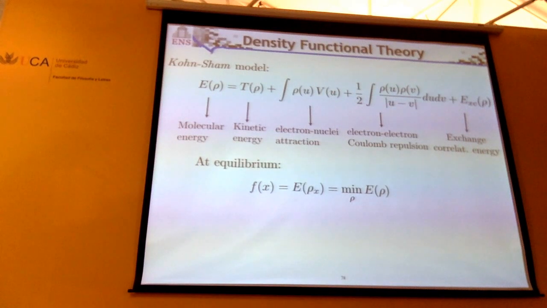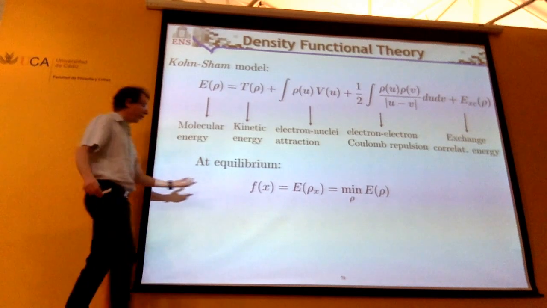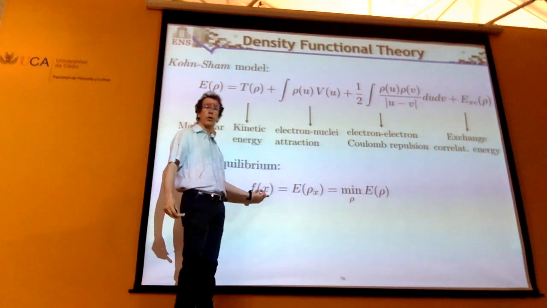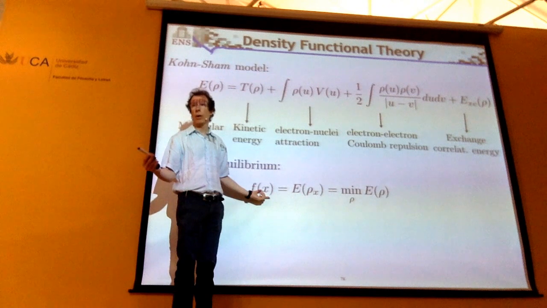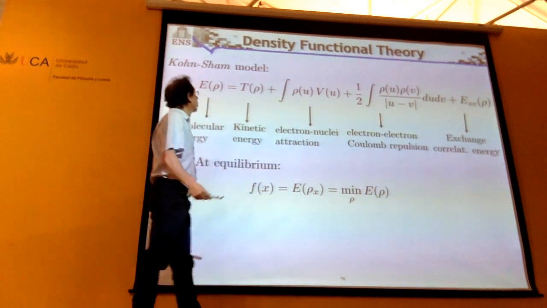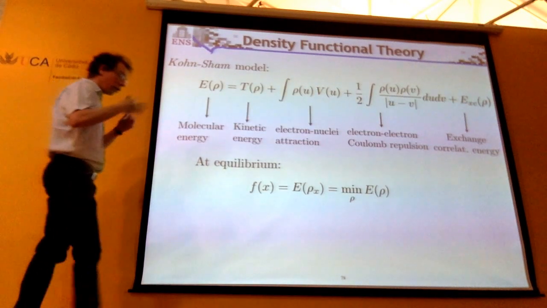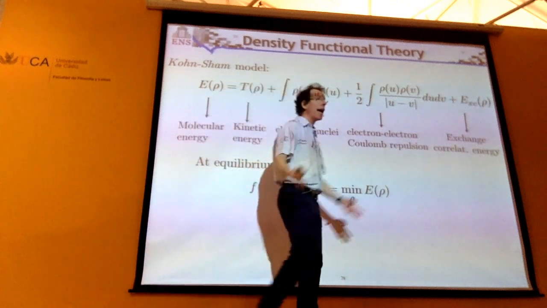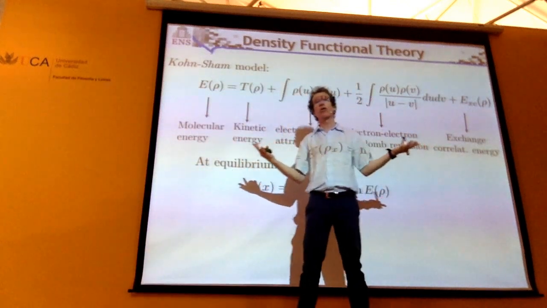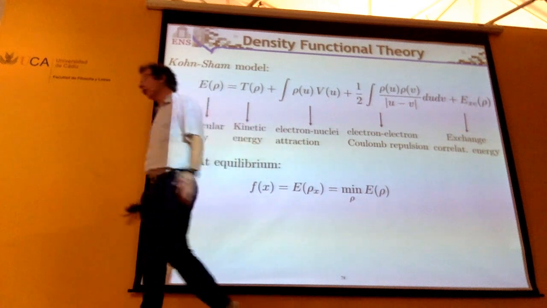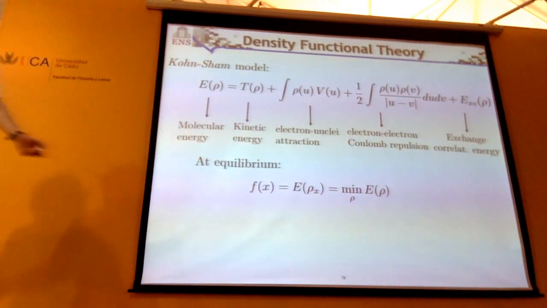Now, what you want to compute is the energy of the system, and therefore, in this case, of the molecule, where the molecule is at rest. Kohn and Sham got the Nobel Prize for discovering the following thing. You have an n-body problem, where n is the number of electrons, very large. You need to solve the Schrödinger equation with thousands of variables. Impossible. It's a huge numerical problem.